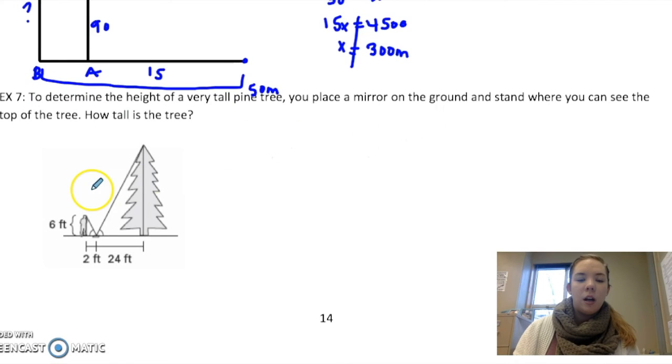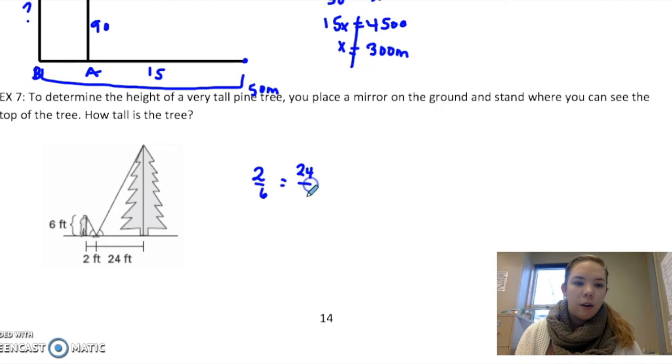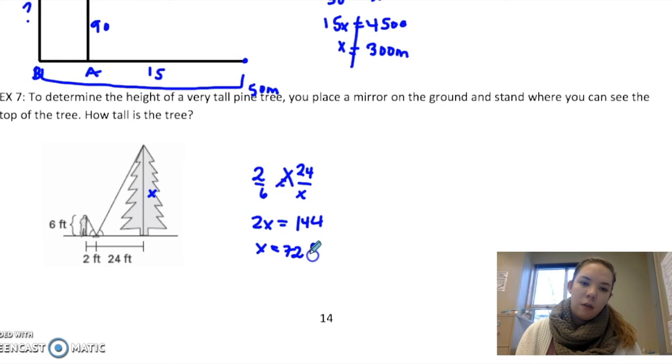To determine the height of a very tall pine tree, you place a mirror on the ground and stand where you can see the top of the tree. How tall is the tree? Okay, so you have 2 over 6, we'll say, equals 24 over our variable. So 144 makes x 72 feet.